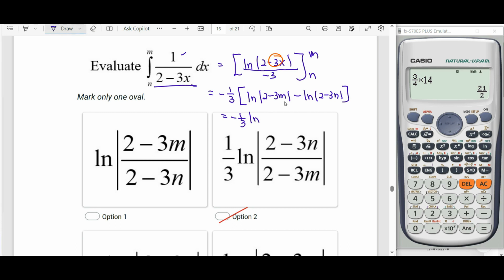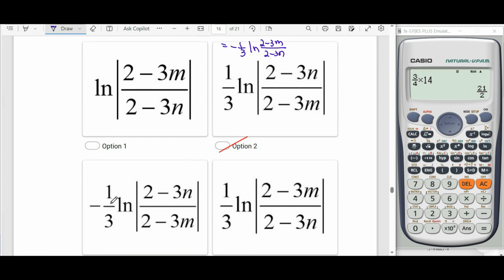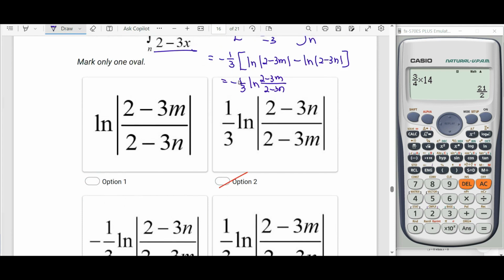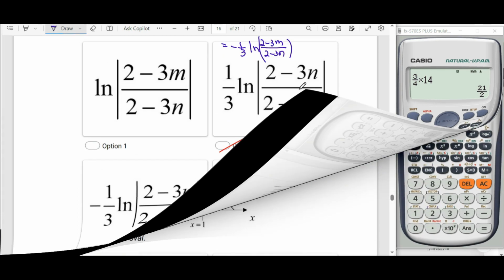So we look at the answer. Seems like we don't have a negative, so why don't we simplify? We move the negative back into the ln here. It will be 2 minus 3m over 2 minus 3n, to the power negative 1. Power negative means we need to invert the fraction, so the numerator goes down to the denominator, and the denominator goes up to be the numerator. So 2 minus 3n over 2 minus 3m. So the nearest answer will be in this form.